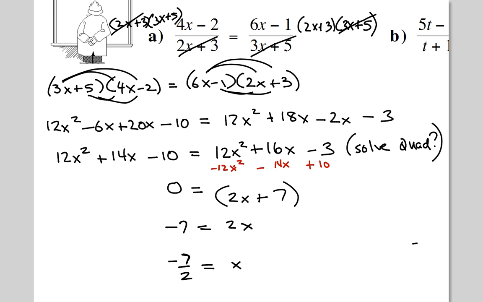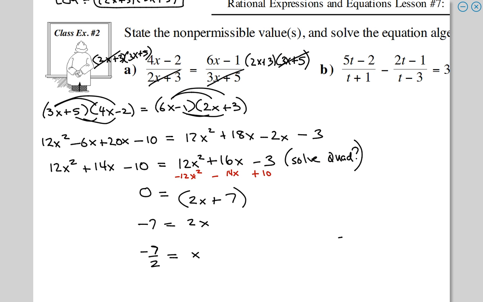Okay, so check the NPVs. Was 2x plus 7 one of ours? No, so it'll work. You just have to check it against the NPVs. I'm looking at the key here, and they actually plug in -7/2, which would be pretty nasty. Do you want me to show you how to do that on the calculator?